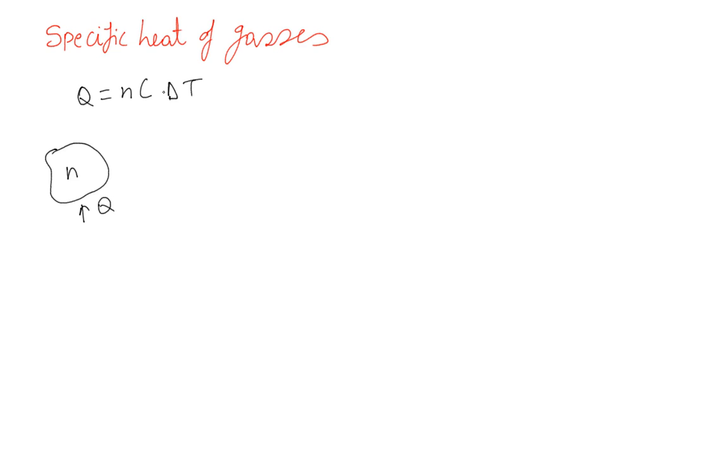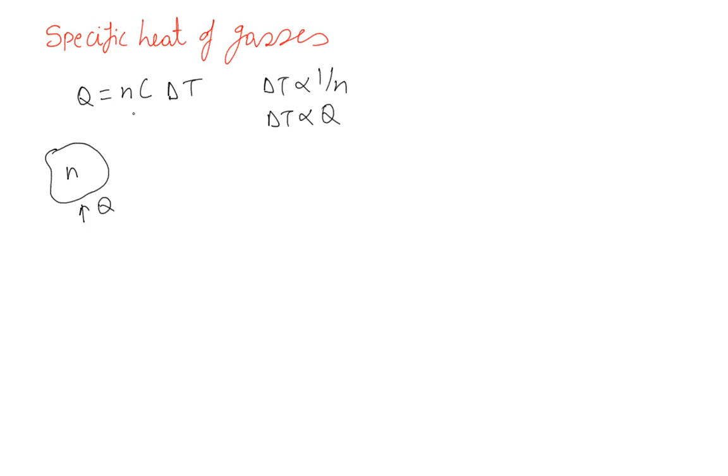Delta T is inversely proportional to n. As you can clearly see, delta T is proportional to 1 over n. Moreover, delta T is proportional to Q. The more heat you put, the more temperature you raise. The larger amount of gas you include, the lesser temperature you raise for the same Q.